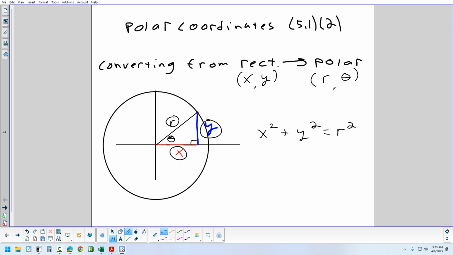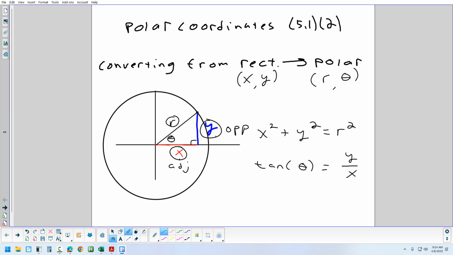What position is side x relative to theta? That is adjacent. And what position is side y? Yep, opposite. What trig function involves opposite and adjacent? Yep, tangent. So tangent of your angle would equal, what are we calling our opposite and what are we calling our adjacent? Y over x.